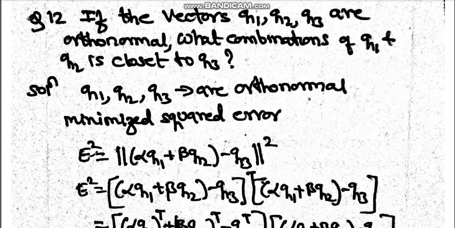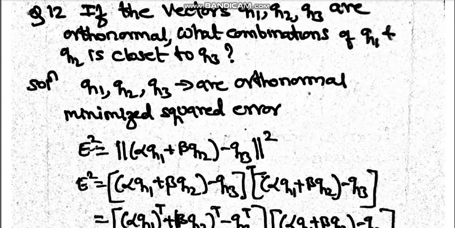Moving on to the next problem: if the vectors q1, q2, q3 are orthogonal, what combination of q1 and q2 is closest to q3? So you have to find out the error. Here, let us assume that q1 is nearer to q3 by alpha times and q2 is nearer to q3 by beta times. So squaring that, I should get a minimum error.